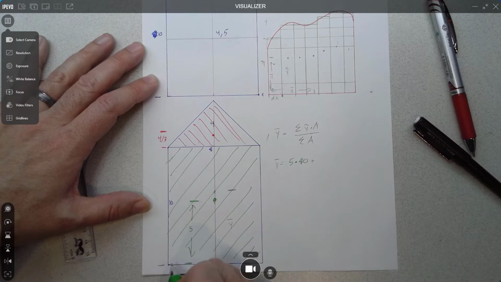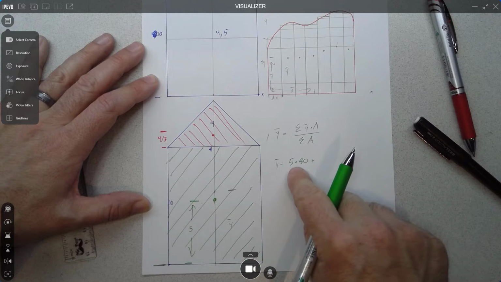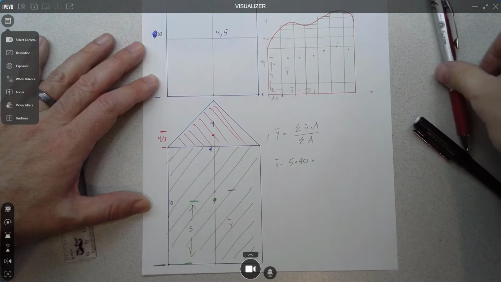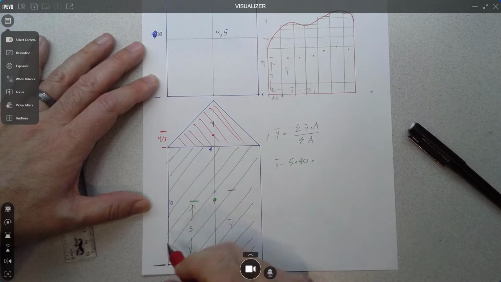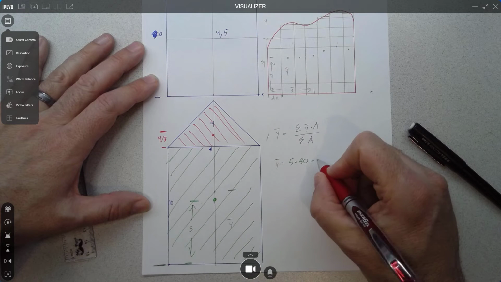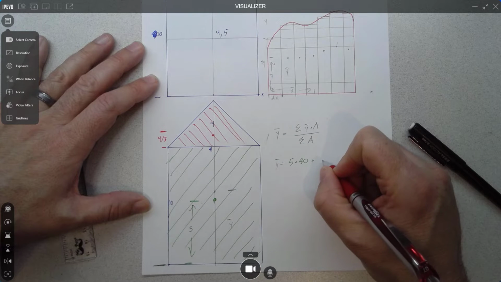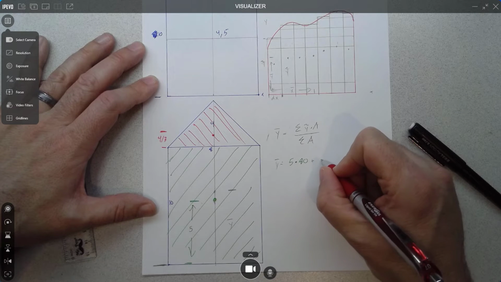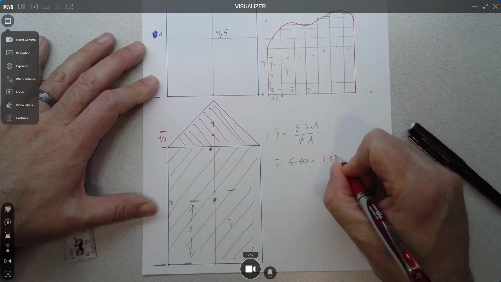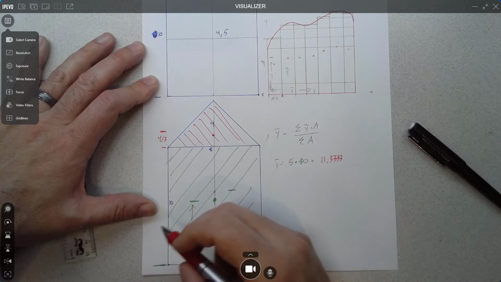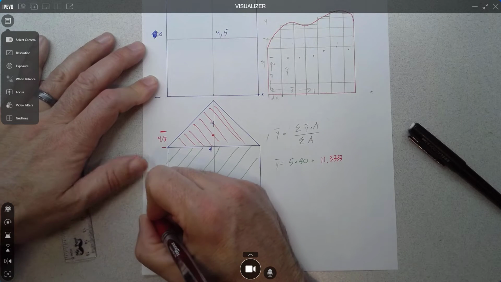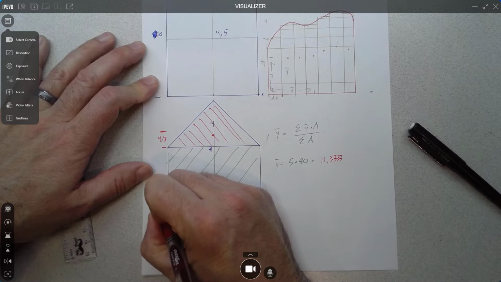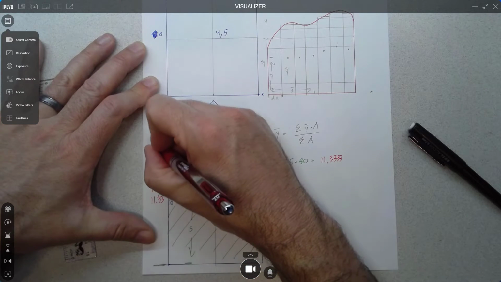So if I use this location here as my origin for my distance for my first area, I have to use it for the second area as well. So that means my distance for the second area is going to be 10 plus 4/3, which is 10 plus 1 1/3, so that's 11.333. That's the distance from here, so we say 11.33 repeating. It's our distance to the centroid of the triangle.